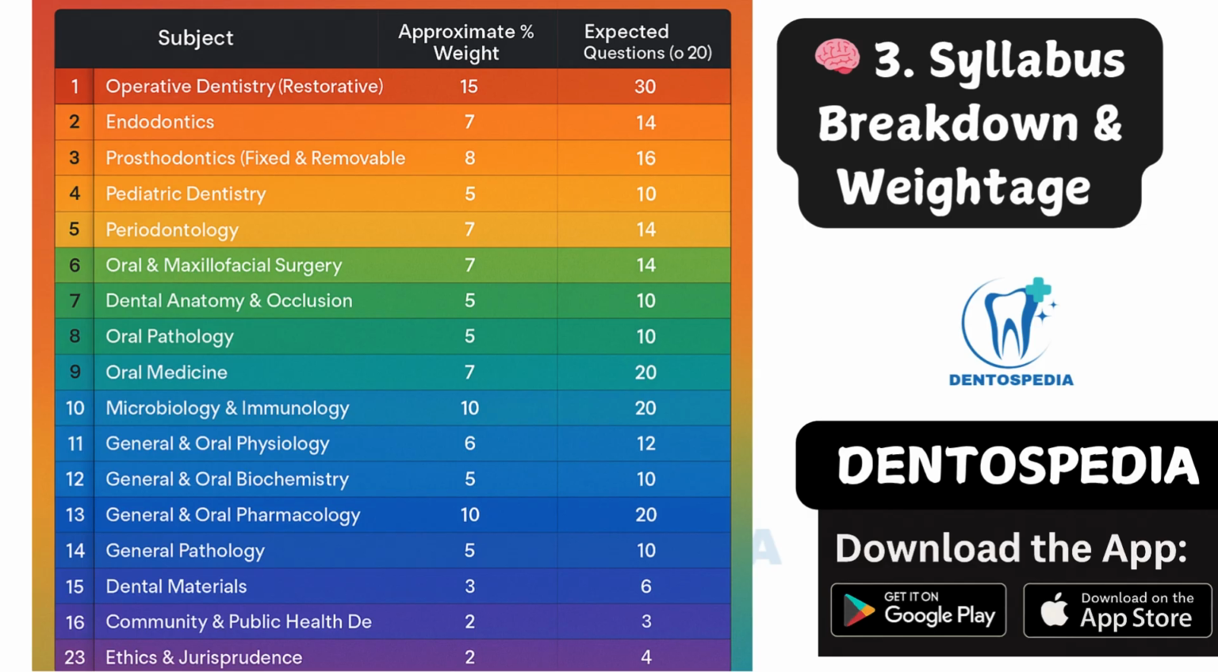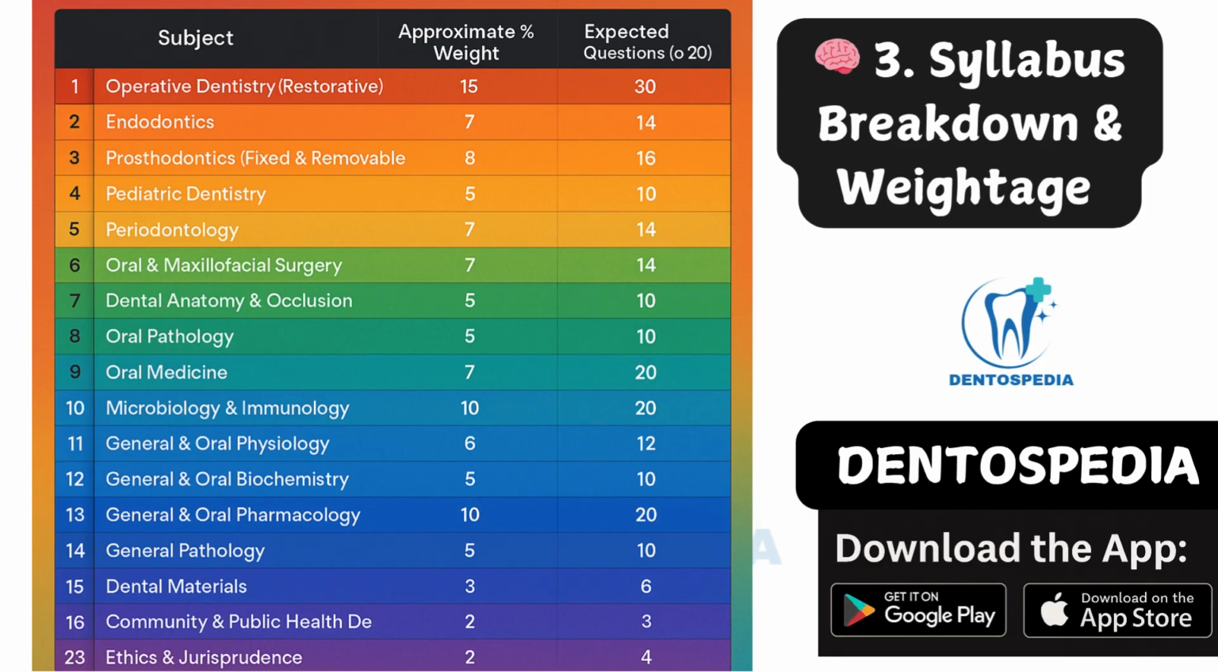Then we move into the foundational sciences. Subjects like dental anatomy, oral pathology, and oral medicine each contribute about 5 to 7%, with 10 to 20 questions depending on the year. Basic science is heavily represented too. Microbiology and immunology and general pharmacology each have 10% weight, or roughly 20 questions. That's a big portion of your paper, and many students overlook it. General physiology, biochemistry, pathology, and dental materials together form a significant segment, adding depth to your clinical reasoning and understanding.